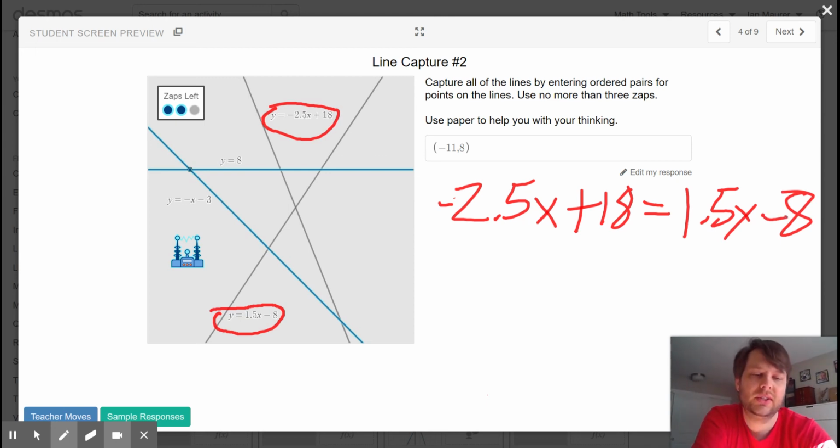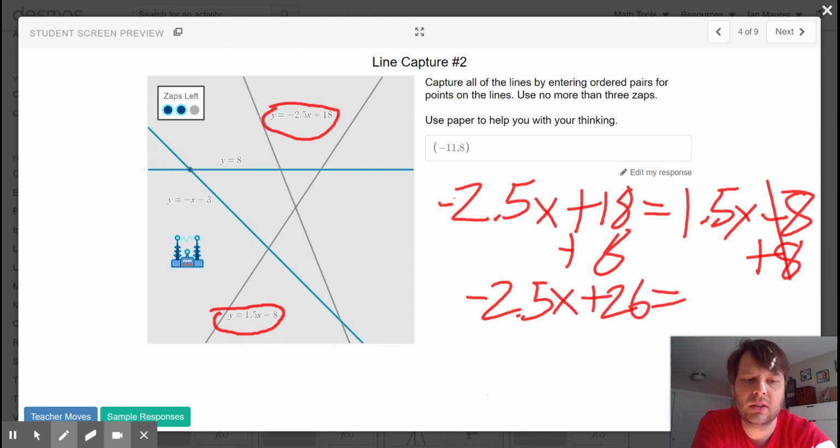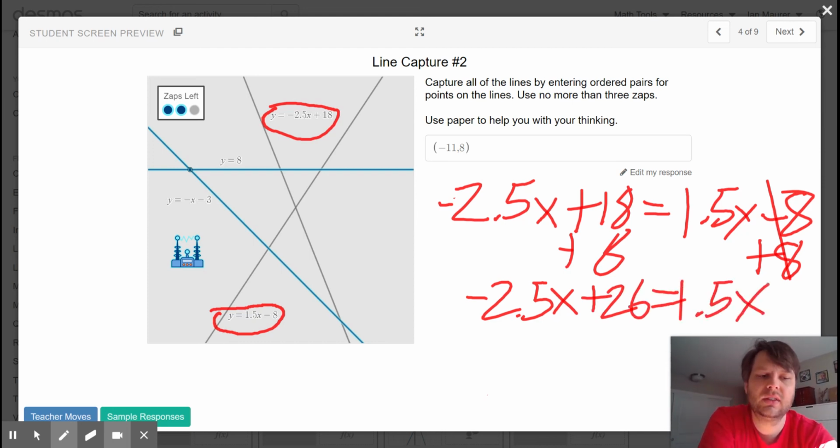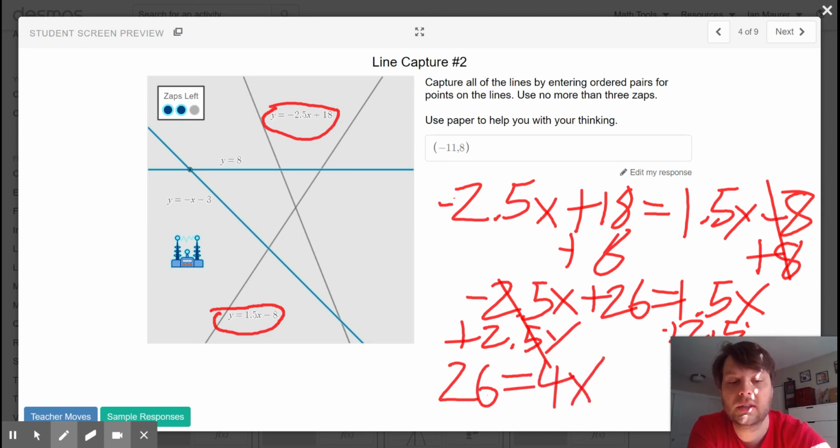You want to get your x's on the same side, get your numbers on the same side. So I'll go plus 8, plus 8. So now I have negative 2.5x plus 26 equals 1.5x. I want my letters to hang out together, so I'm going to add 2.5x. So I have 26 equals 4x. Divide by 4. So x is, what is that? 26 divided by 4 is 6.5.